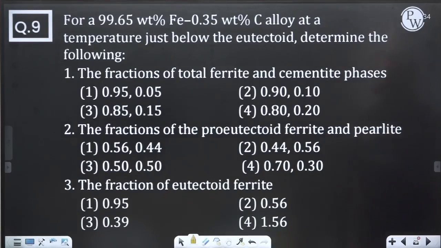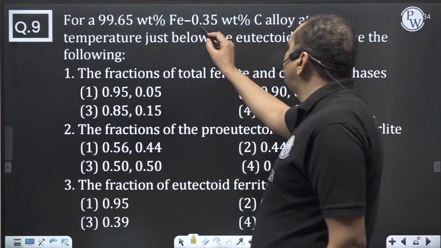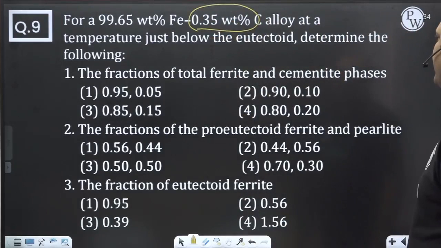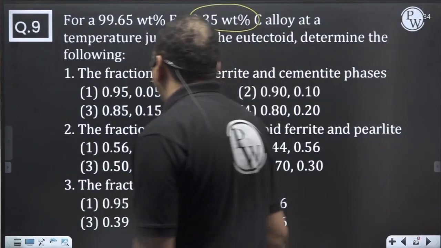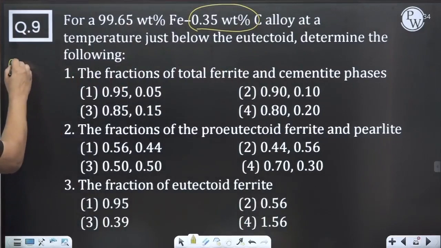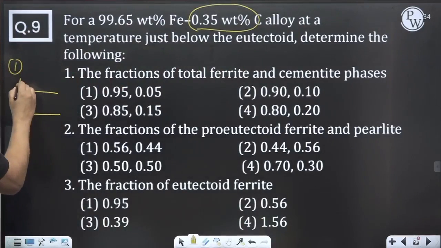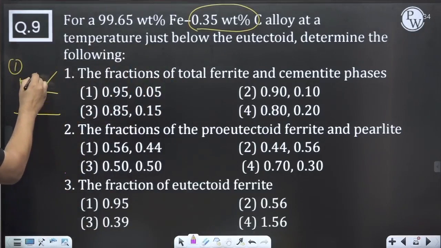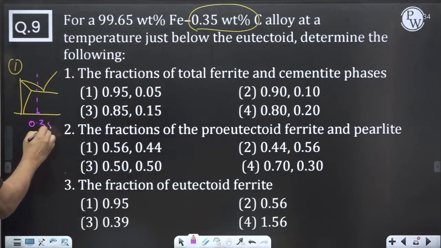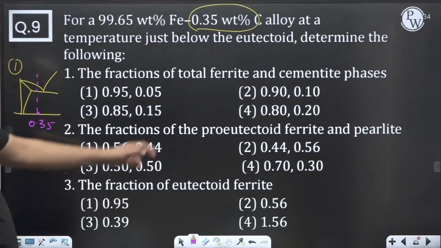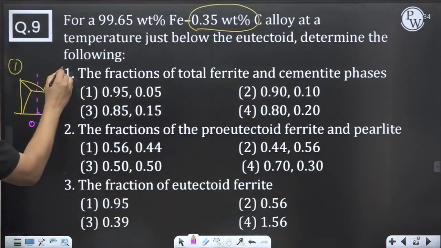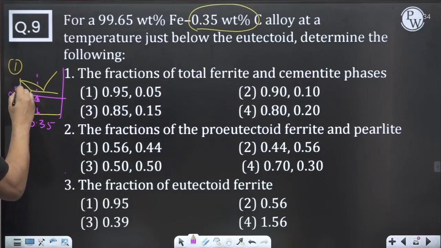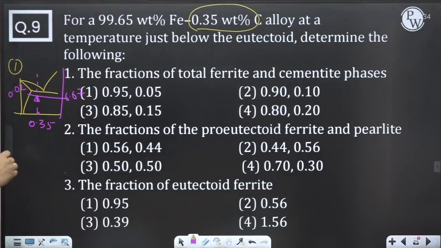Question number 9. For a 0.35 weight percent carbon alloy at a temperature just below the eutectoid, determine the following. So, question number 1. This is your 0.35. We have to find out the total ferrite and cementite phase. This is the fulcrum, 0.02, 6.67. We are discussing the first one.